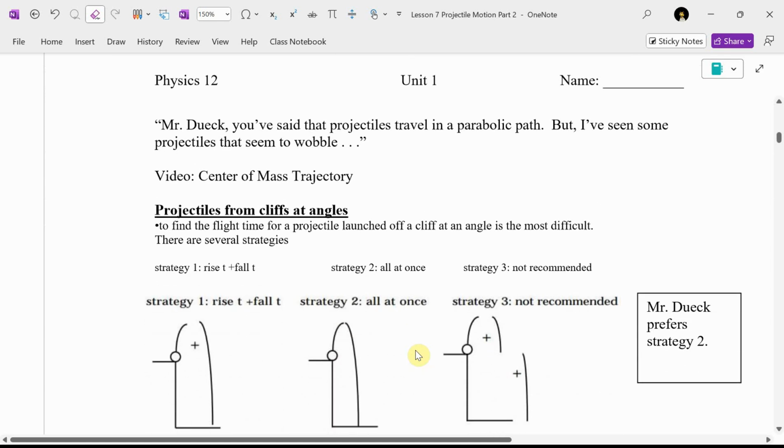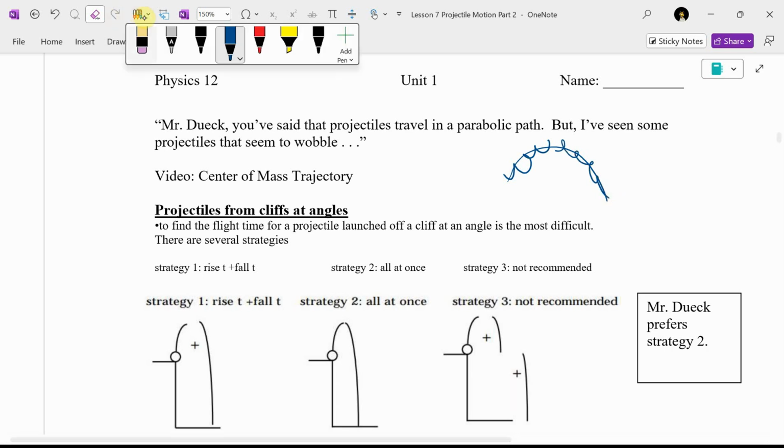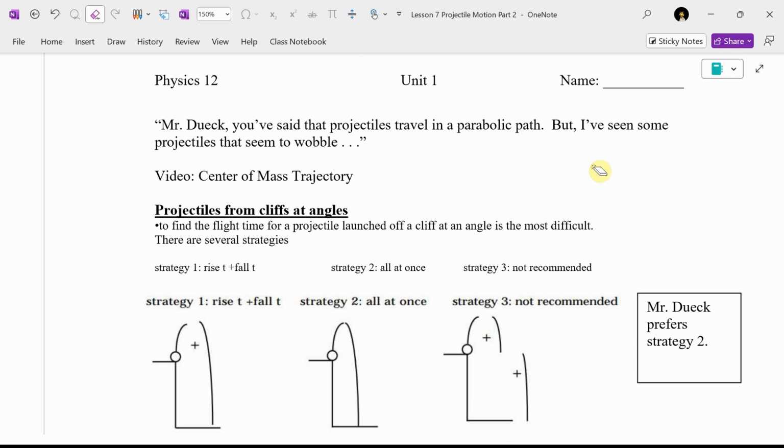Mr. Dueck, what, Carson? You said that projectiles travel in parabolas and parabolic paths, but I've occasionally thrown something and I've seen it kind of wobble, like when it's a warped basketball, for example. You know what? That's a good point. What really is traveling in a parabola is an object's center of mass. But for a warped basketball, the center of mass is not at the center.